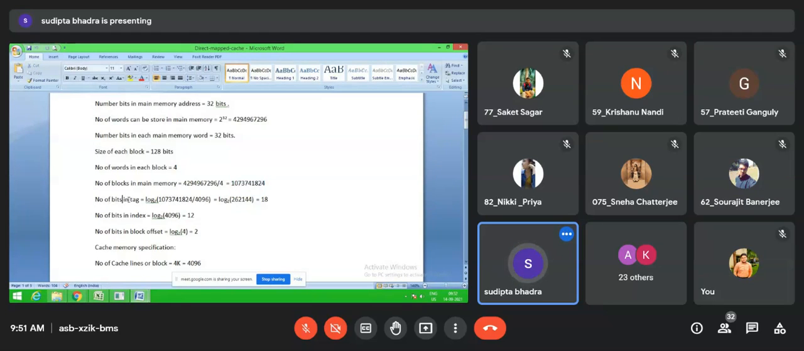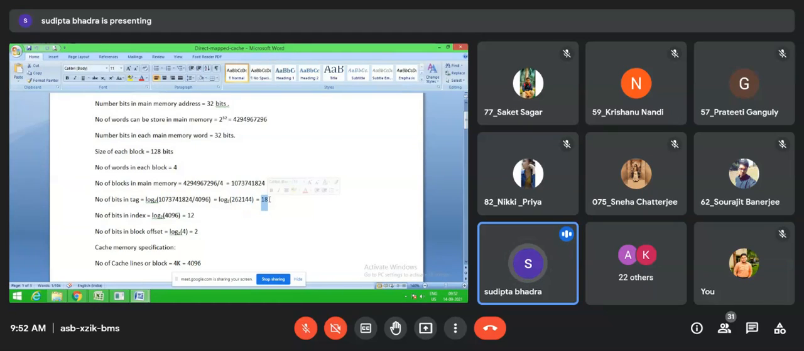Now, the number of bits in the tag. Tag bits are determined by log 2 of n by m, where m is the number of cache lines and n is the number of blocks in the main memory. So for our case, n by m gives us 262144, and log 2 of that gives us 18 bits.